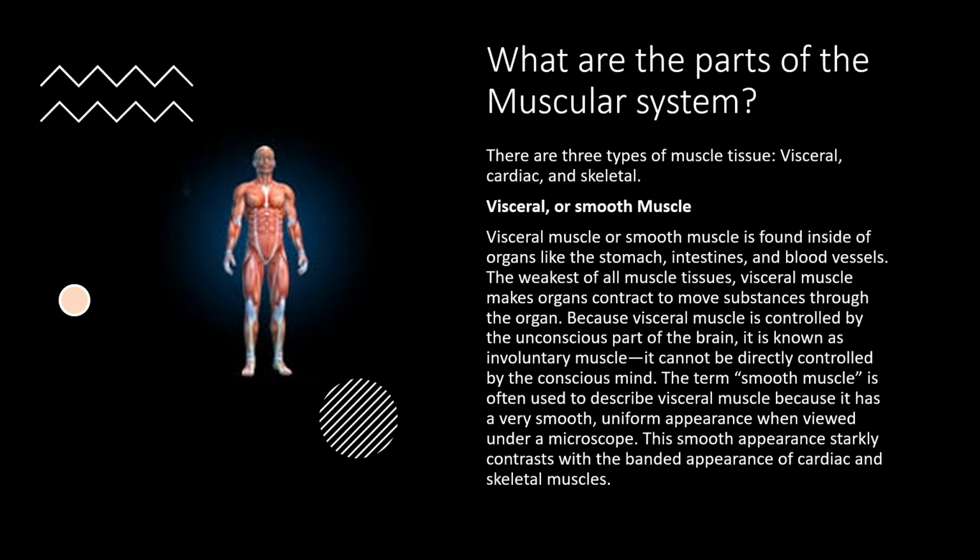What are the parts of the muscular system? There are three types of muscle tissues: visceral, cardiac, and skeletal. Visceral or smooth muscle. Visceral muscle or smooth muscle is found inside the organs like the stomach, intestines, and blood vessels. The weakest of all muscle tissues, visceral muscle makes organs contract to move substances through the organ.